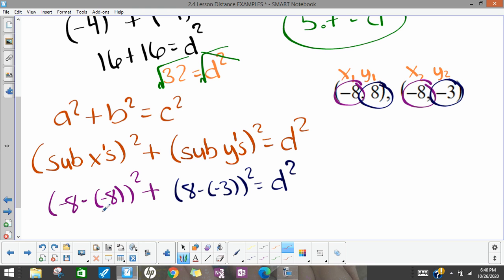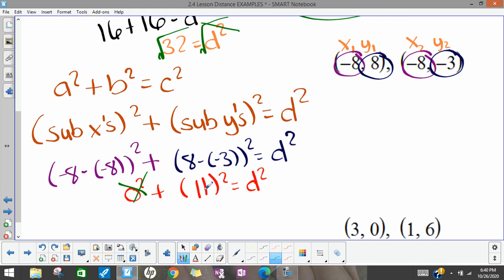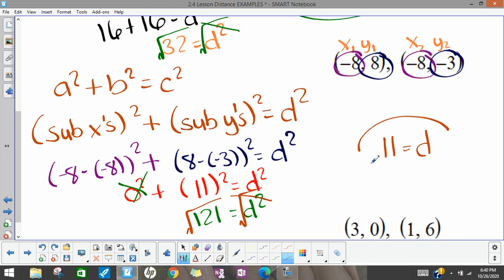So here I actually get 0. And here I get 11. 0 squared is going to go away because 0 times 0 is just 0. And 11 squared is 121. I'm going to square root both sides. That cancels out the squared on D for distance, and I get the square root of 121 to be exactly 11. So these 2 points are exactly 11 units apart. If you were to put it on the coordinate plane, they would be 11 units apart.